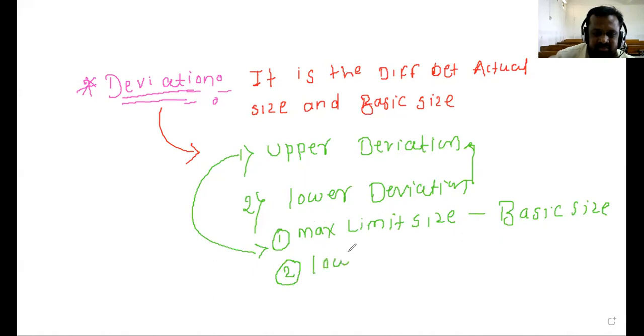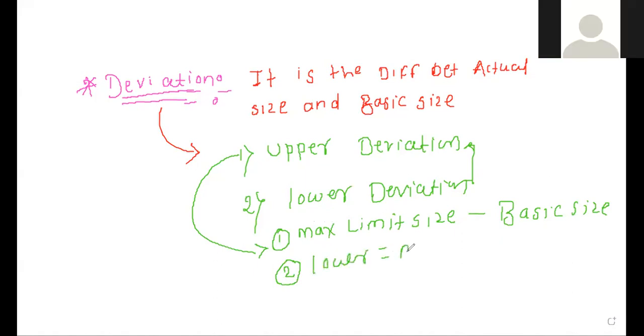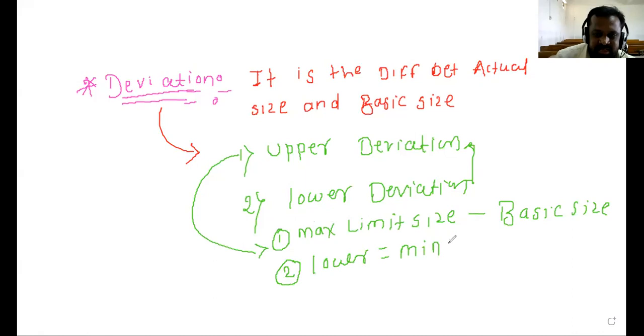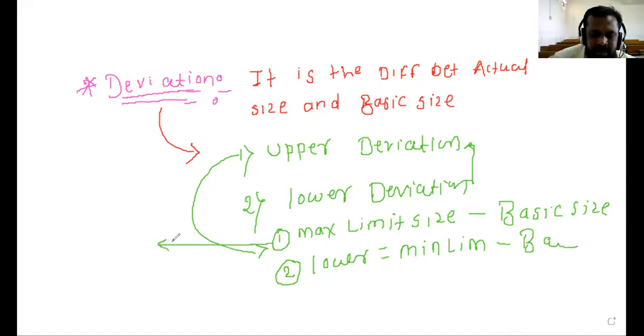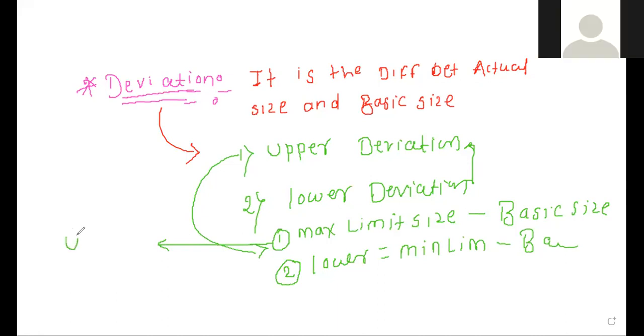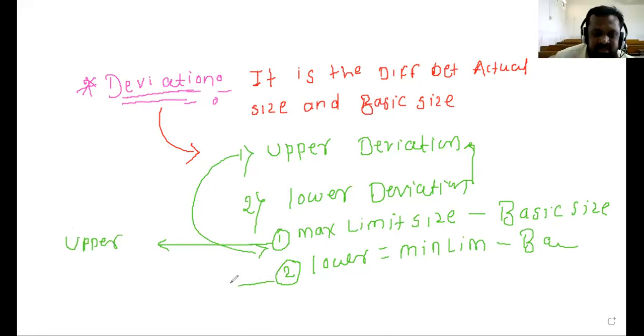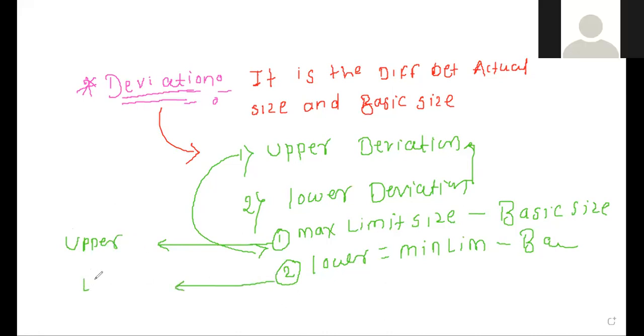And what is meant by the lower deviation? Minimum limit size minus basic size. Then tell me, what is meant by the maximum limit size? Maximum limit size means? Upper limit. Good, it is the upper limit, and this is the lower limit.